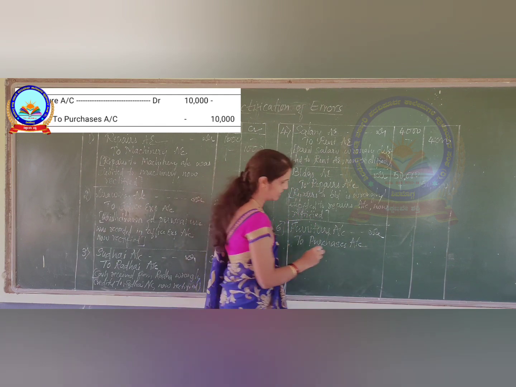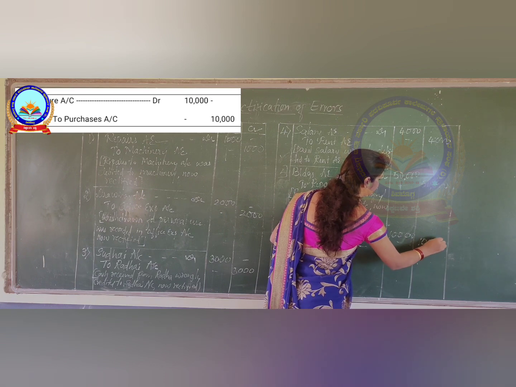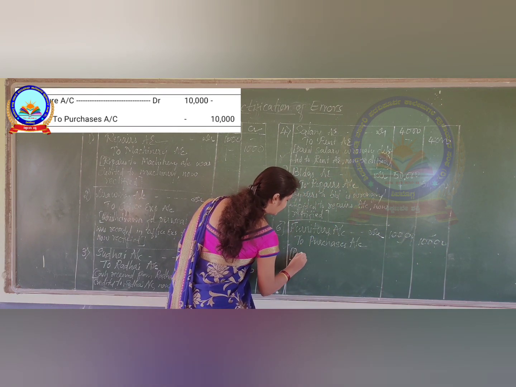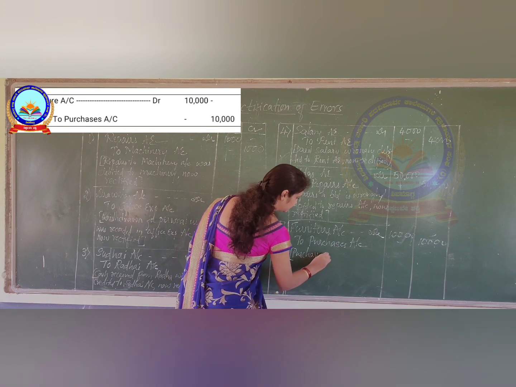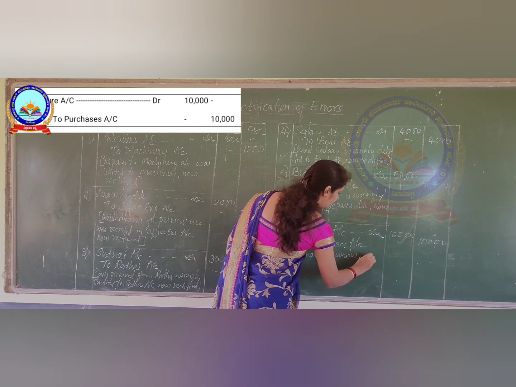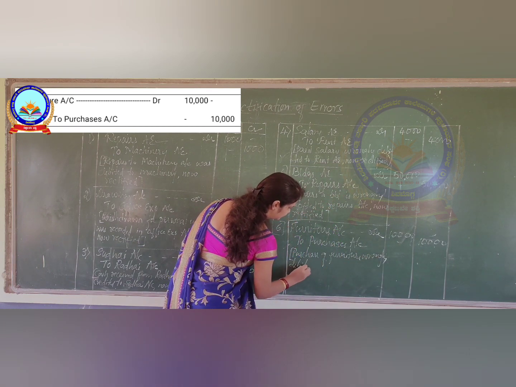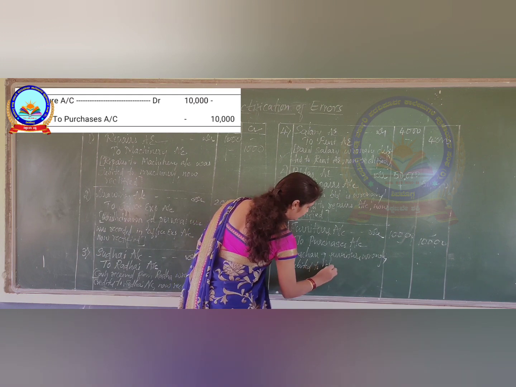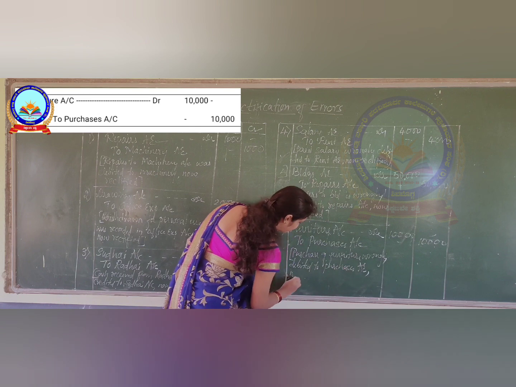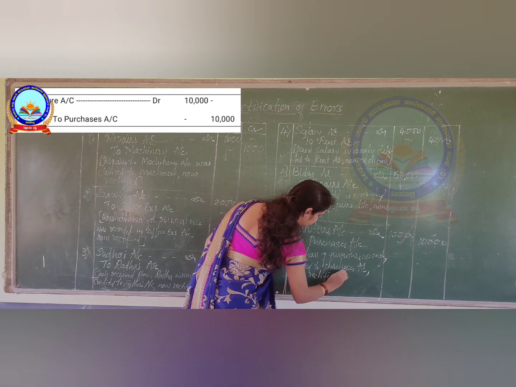Rupees 10,000. Narration: purchase of furniture wrongly debited to purchases account, now rectified.